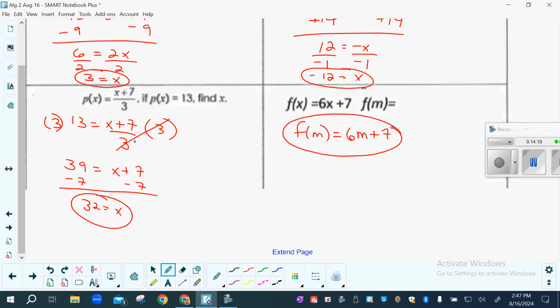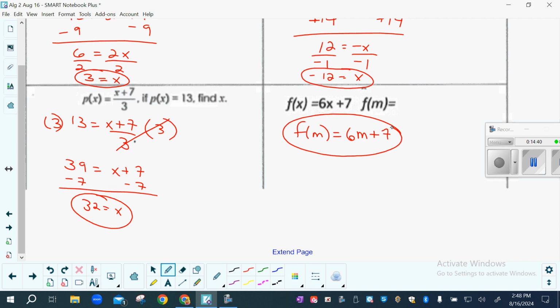When would you switch to the 7? If this was a number here, then we'd subtract the 7 from both sides. But it's not a number. Yeah, great. Everybody still looking at this?